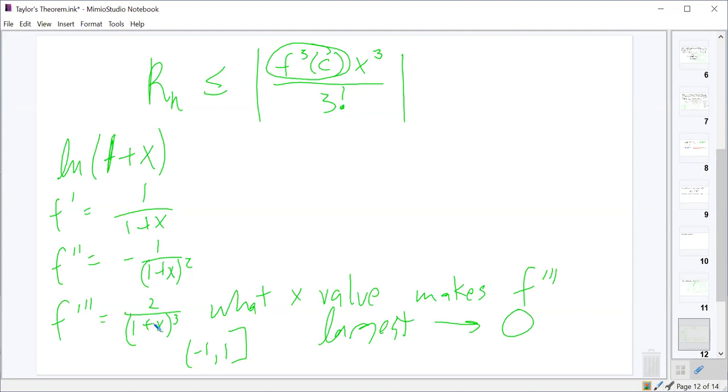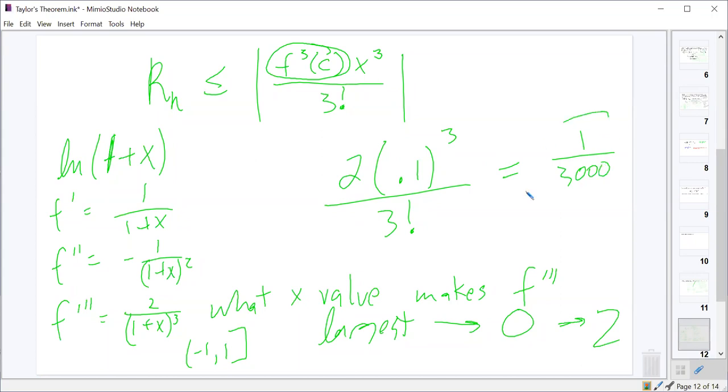Right? And so what's that give us? It gives us a value of two. So f third derivative at c is going to be at 0. That's going to give us 2. So we're going to have 2 times 0.1 cubed over 3 factorial. And what does that give us? The 3 factorial has got a 2 in it, which cancels with that 2. And we end up with, once again, 1 over 3,000. Same thing. Does that make sense or no?